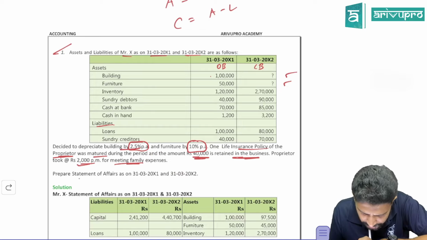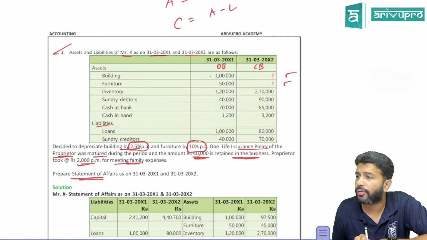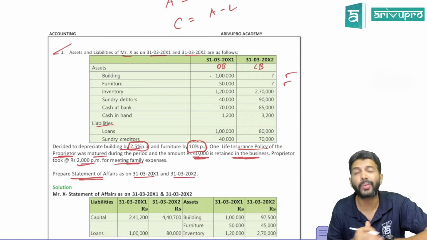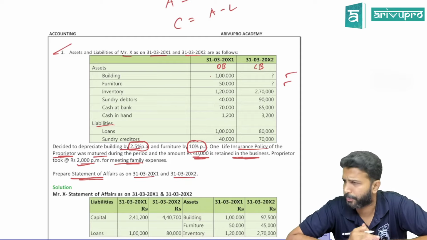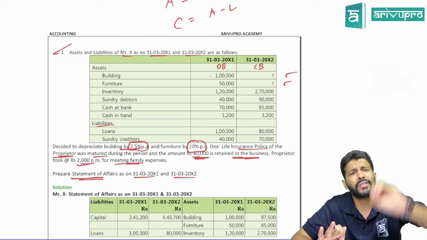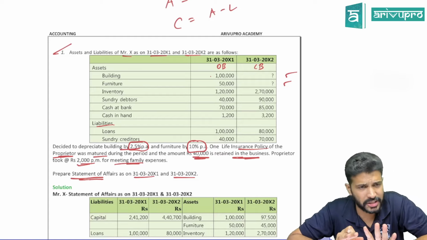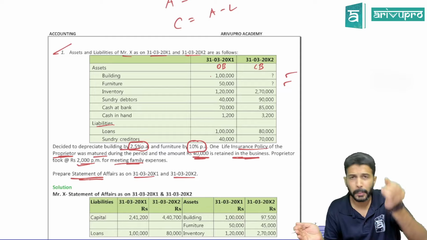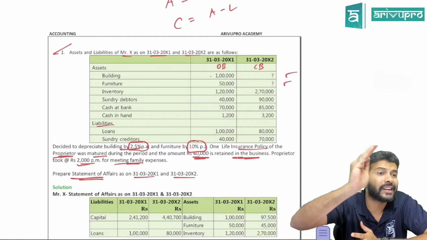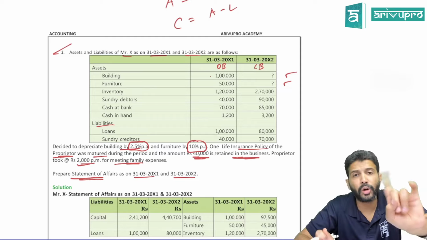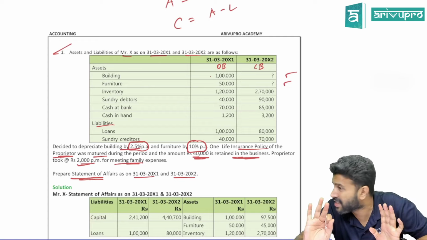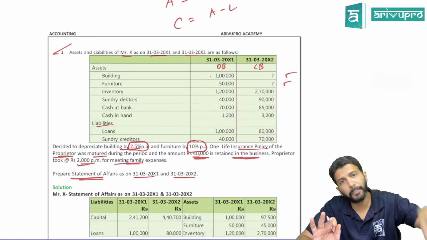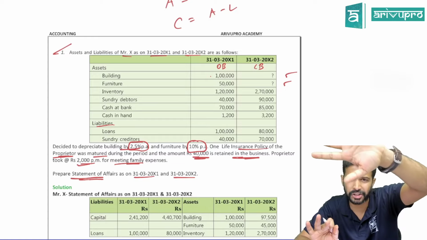What are they asking us to prepare, sir? Statement of affairs on two dates. One on 31st March 20x1, another one on 31st March 20x2. Balance sheet only, we call it as statement of affairs. What is the difference between balance sheet and statement of affairs? Balance sheet you prepare with real data. In balance sheet, you will not get any component as a balancing figure.